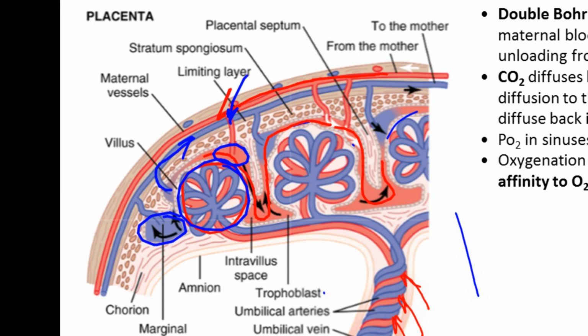Cool. One more time. Okay. Mother, uterine arteries, oxygenated blood to placenta. Uterine veins, deoxygenated blood from placenta. Cool? Fetus, umbilical arteries, deoxygenated blood to the placenta, umbilical vein, oxygenated blood back to fetus.